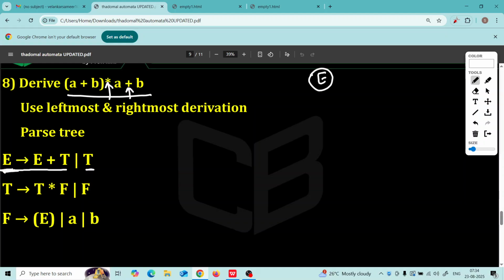E can give either E plus T or T. That means you can write this as E gives E plus T. That is the entire production I have written as children, right? Or you can say E gives T. Either E gives E plus T or E gives T.